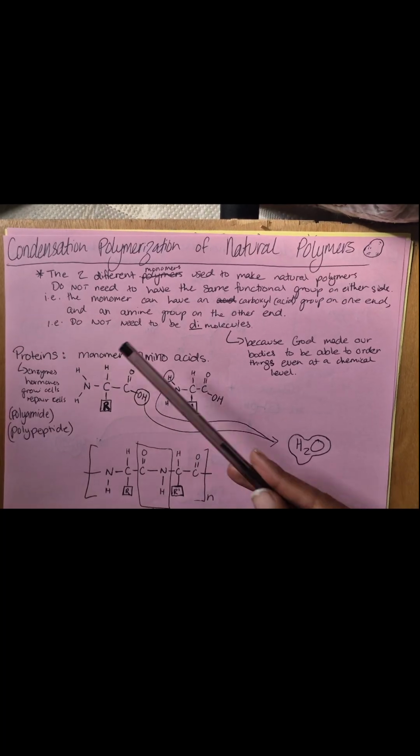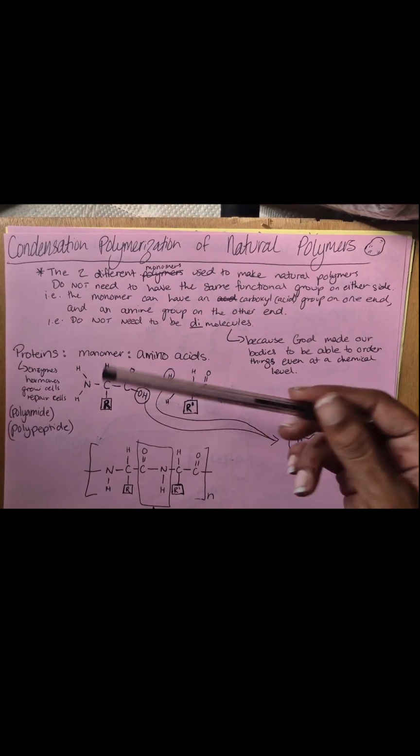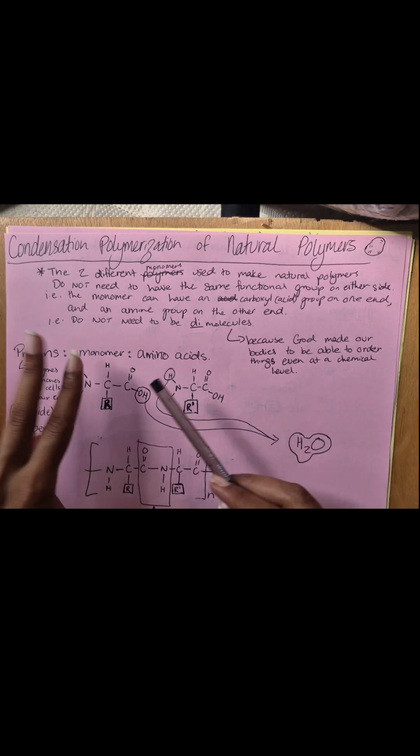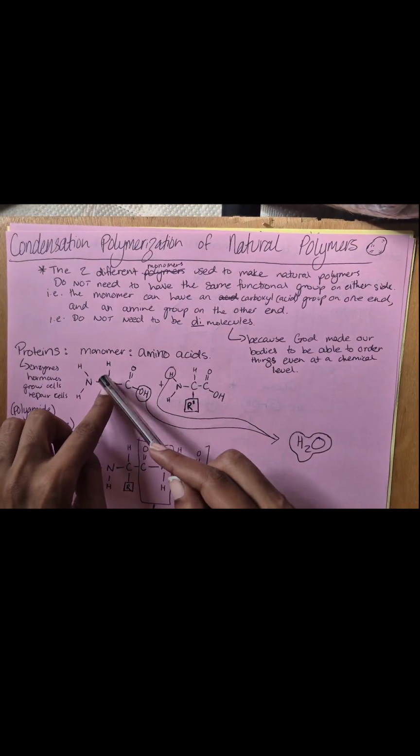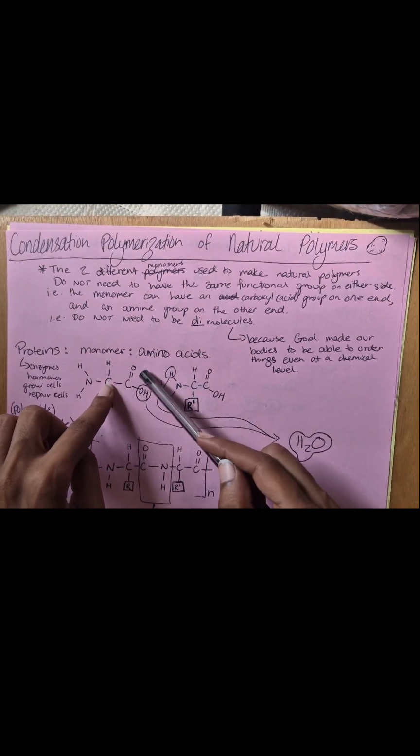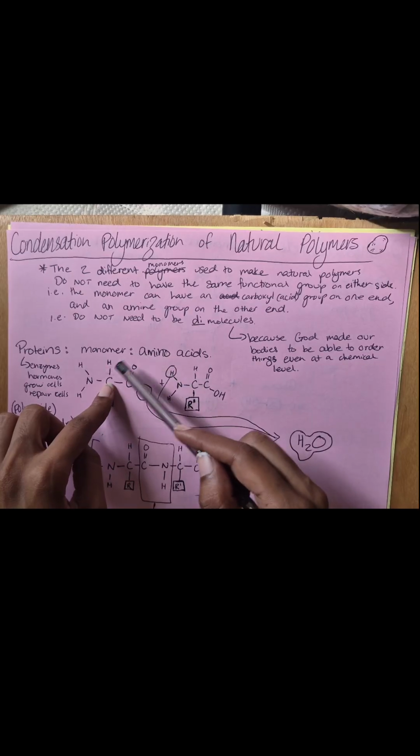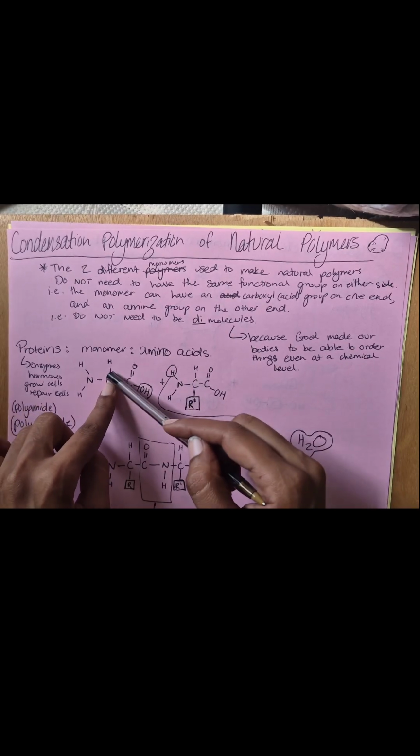Okay, and our monomer is amino acid. This is how amino acids appear. They have an amine group bonded to a C, and on that same C there's also an acid group, which is why the name is amino acid. You have a C in the middle and you have amino acid, right?